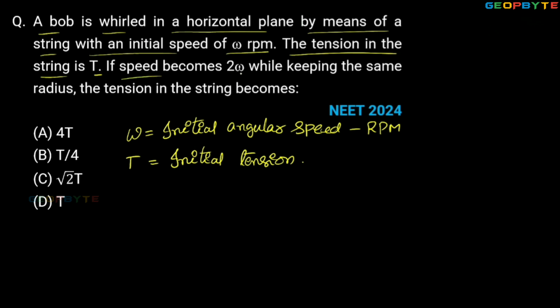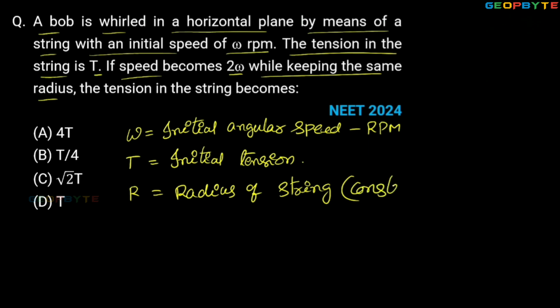The speed becomes two times the omega while keeping the same radius. Let r be the radius of the string. The radius remains constant, given clearly. But the angular speed, let it be omega dash, equals 2 times the initial angular speed. Then what is the new tension in the string while the angular speed is becoming double?